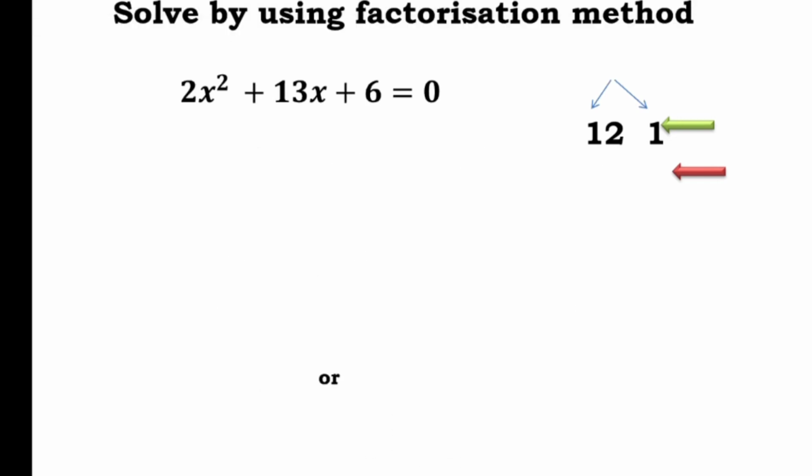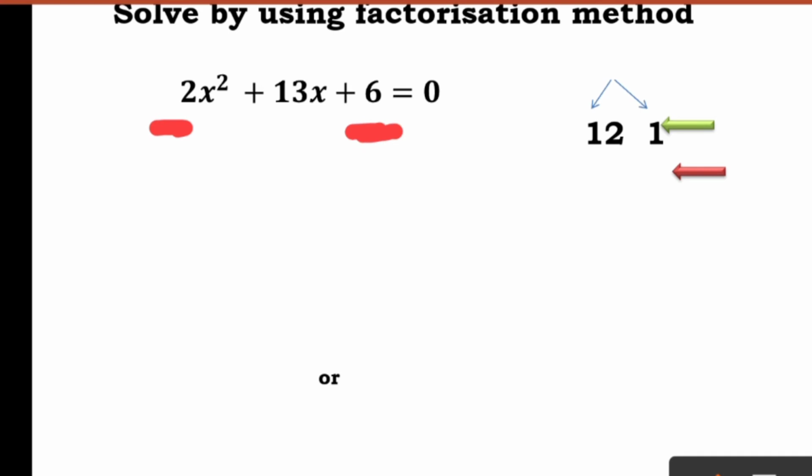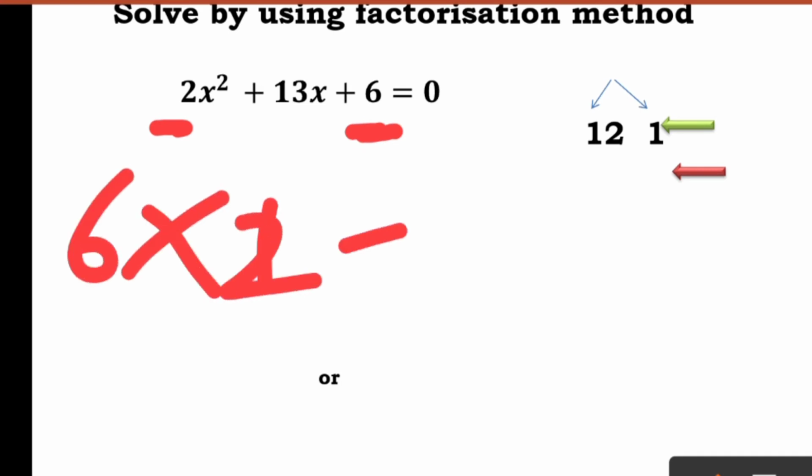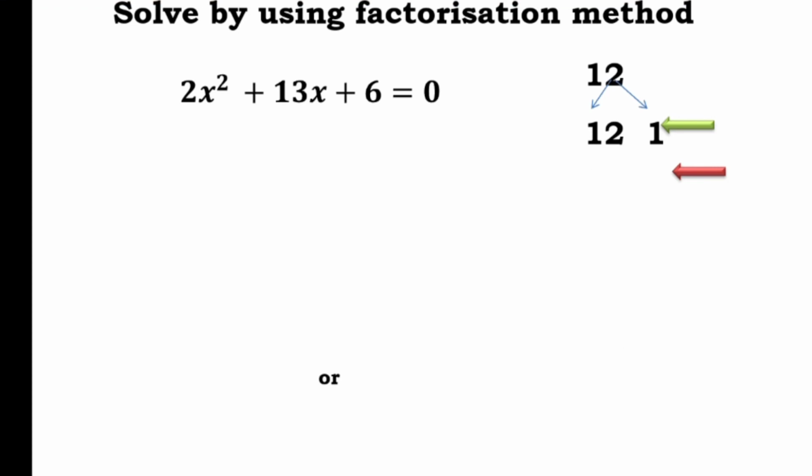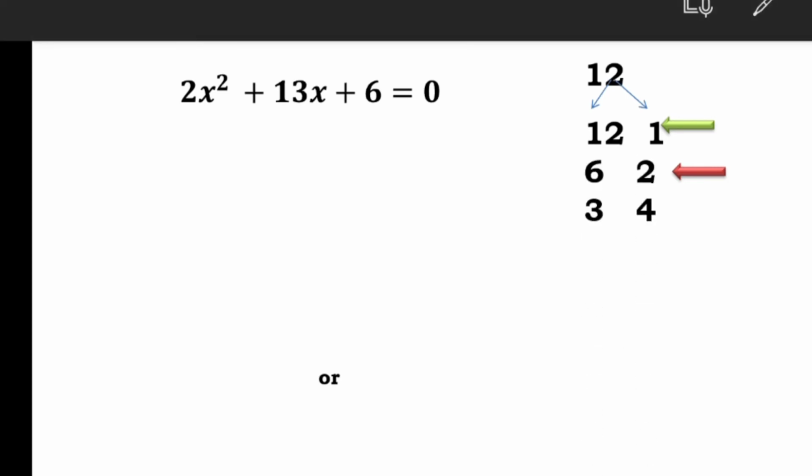Next problem, we have 2x square plus 13x plus 6. Now if you see here, you need to multiply this 6 with this coefficient, which is 2, so 6 into 2 becomes 12. Therefore we have to go with the 12. Again you can factorize it: 12 is 1 times 12, 6 times 2, or 4 times 3. Now if you add or subtract these, you must get the middle term. If you multiply, you get 12. So all are getting 12.